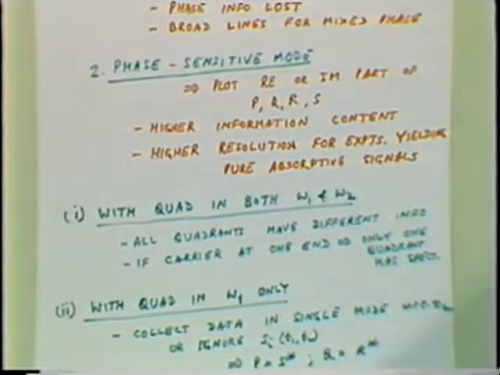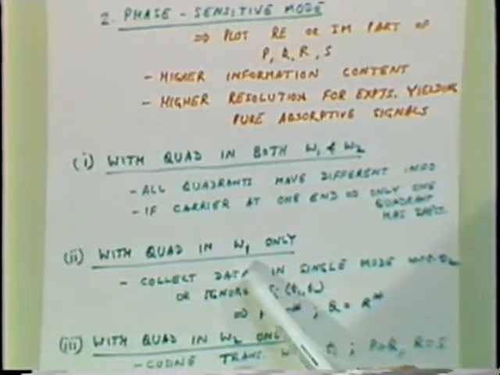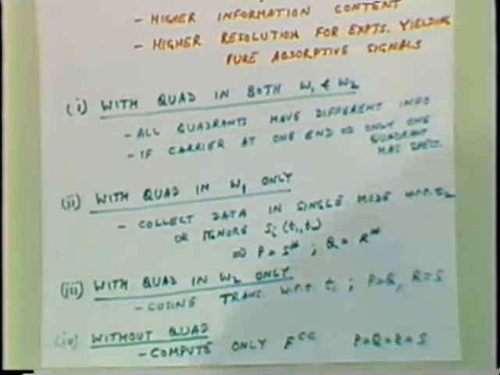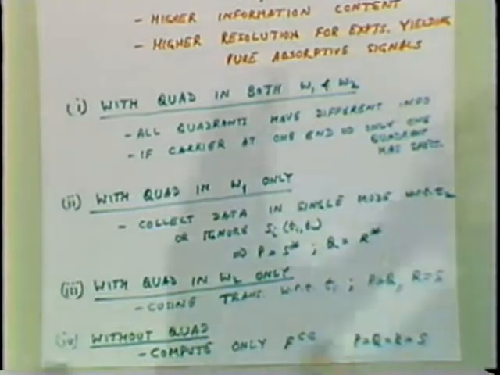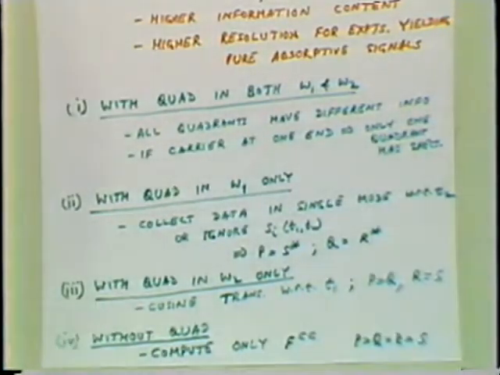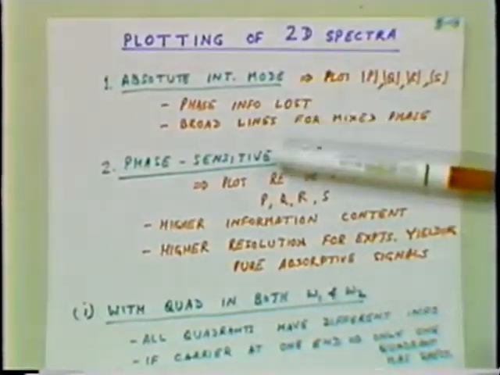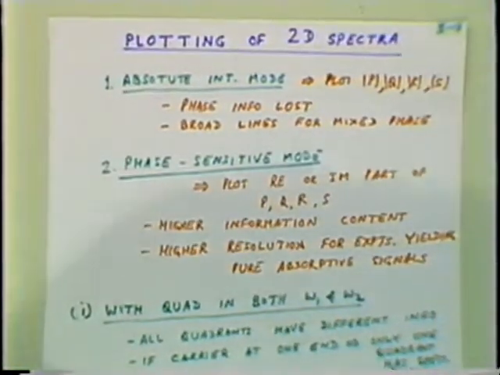In both omega 1 and omega 2, or with quadrature only in omega 1, or with quadrature only in omega 2, or without quadrature. Okay. So I think I'm sort of summarizing it here, but basically one can plot a 2D spectrum in different ways. The simplest way is to plot an absolute intensity plot, and then you don't have to worry about phase, but it gives broad lines. But if you do want to plot in phase sensitive mode, one has to think about what to do.